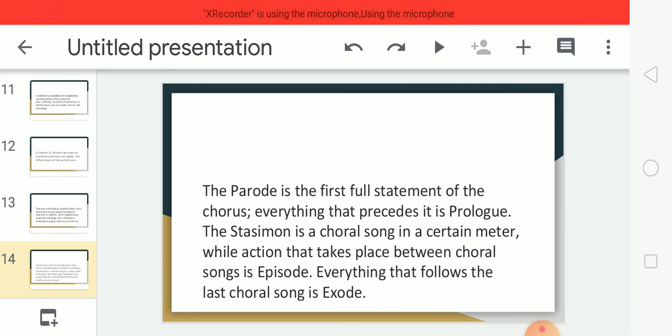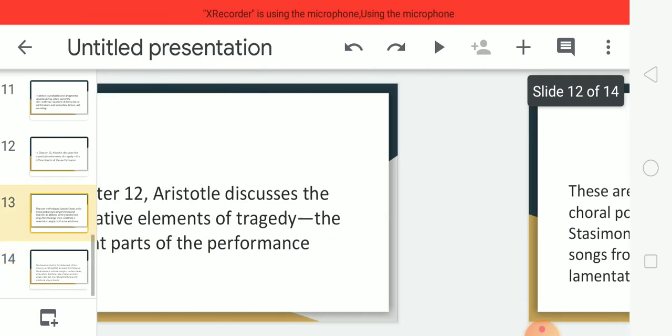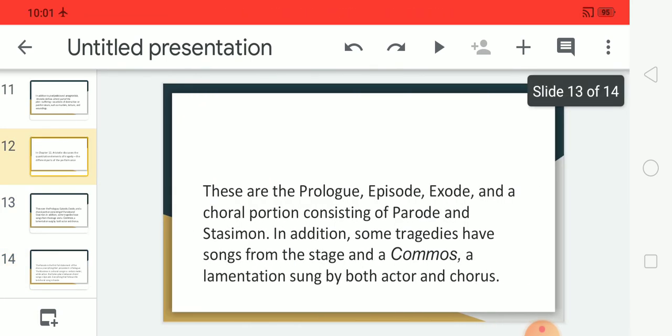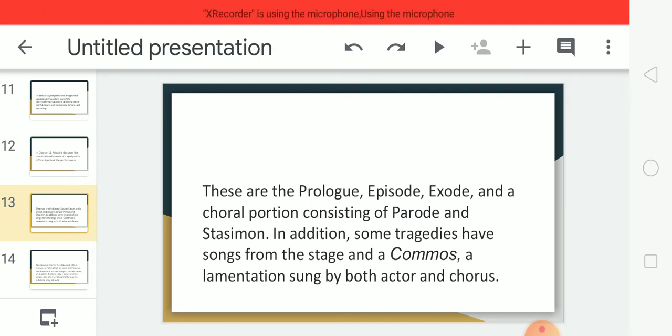And he has given the example of Oedipus, and then we have a few parts of the tragic plot, elements of tragedy. In the plot we have prologue, episode, exhort, choral songs consisting of parod and stasimon, and in some tragedies we have a lamentation song sung by the character and the chorus.